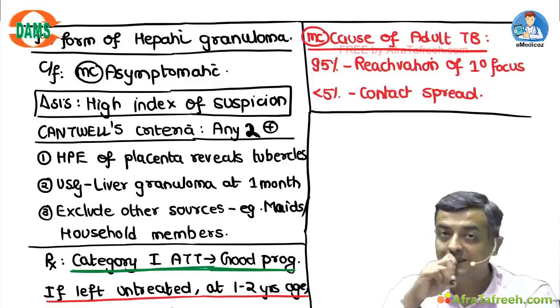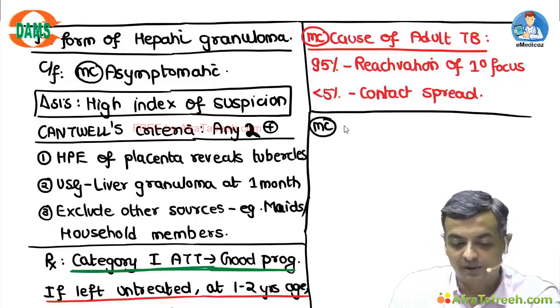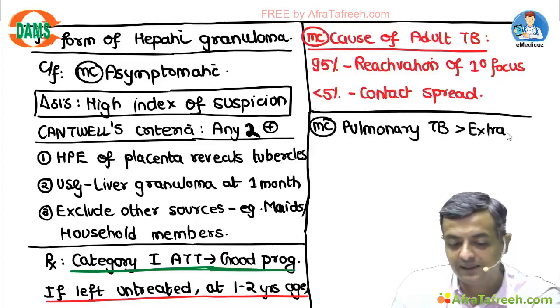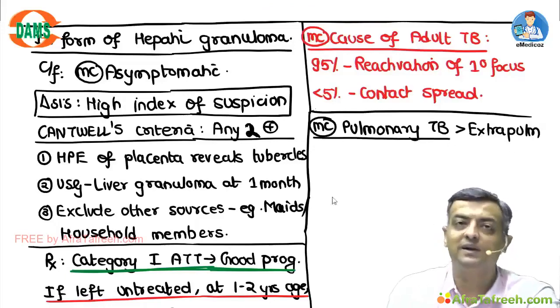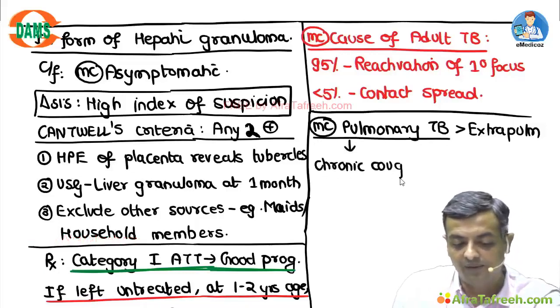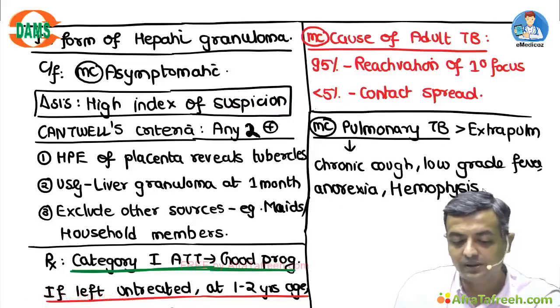And that is why we must have suspicion. What is the most common presentation? Most common type is pulmonary tuberculosis, rather than the extrapulmonary TB. Still, most common remains pulmonary TB, which presents as chronic cough, low-grade fever, anorexia and weight loss.